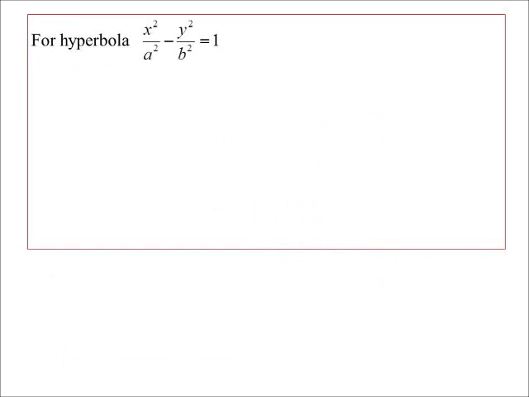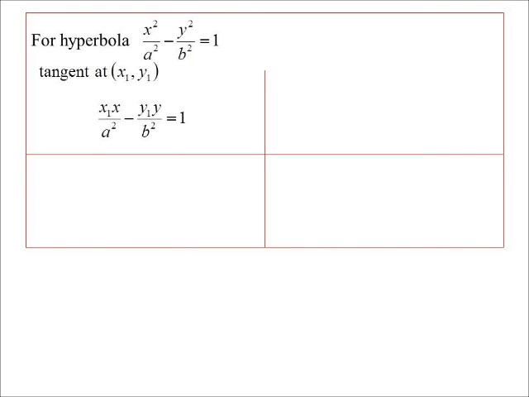I won't bother deriving the whole thing again. It's the same process as we did with the ellipse, and we see similar things happening. The tangent, once again, will mimic the equation. So we get x1 x on a squared minus y1 y on b squared is 1.